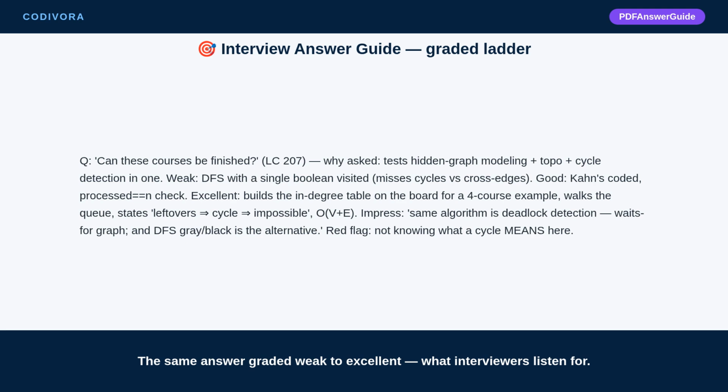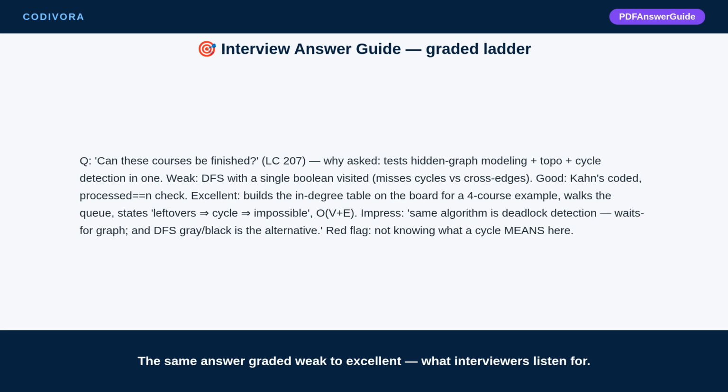Question: number of islands, LC 200. Weak: counts 1 cells. Good: flood fill per unvisited land cell. Excellent: walks the scan cell by cell on a 3x3. Bounds check first, order stated. In-place sinking as visited. O(rows times cols). Mentions the BFS version avoids stack depth on huge grids. Impressive: union-find solves the streaming version, Number of Islands 2, LC 305.